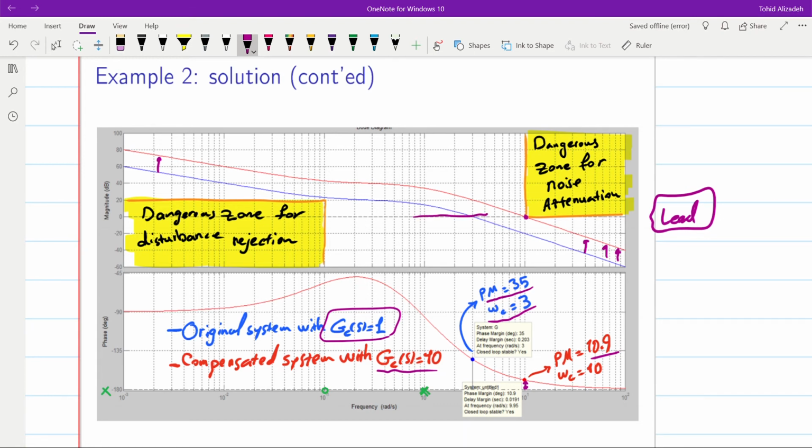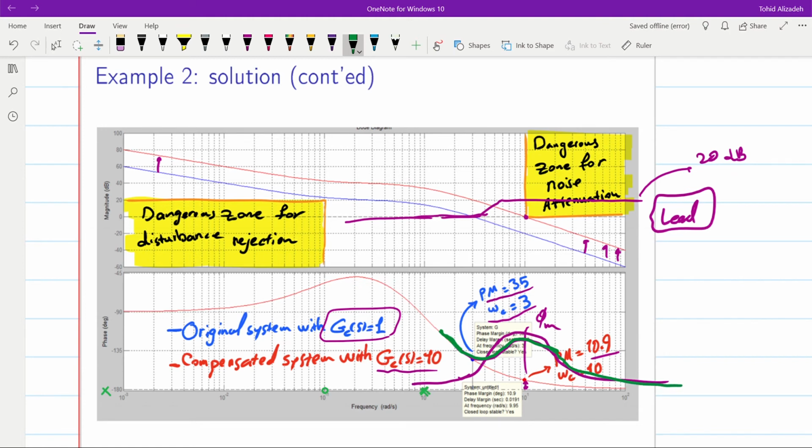If we have a lead compensator with 20 dB amplitude for the high frequencies, and where we just introduce some positive phase with phi m around that frequency such that the phase plot here moves upwards, then we will have a bigger, let me draw it in green. If this is what we could get with the lead compensator, the phase margin will increase and we might obtain what we are looking for.